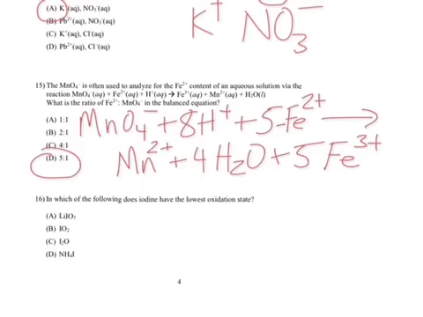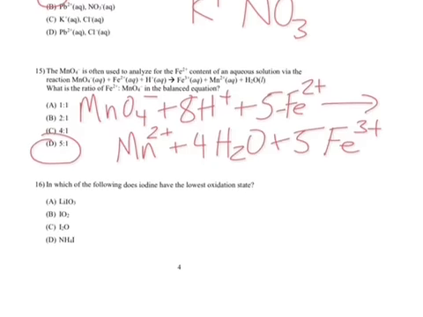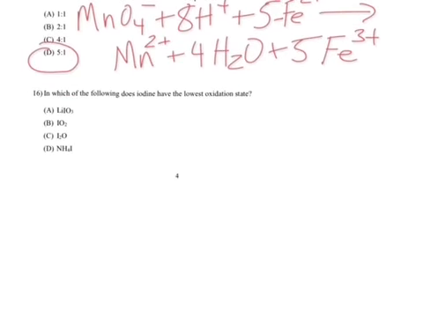Okay, now that takes us to the last problem. In which of the following does iodine have the lowest oxidation state? Okay, so for the top one, I get -1. For the second one, I get +4. For the third one, I get +1. And for the fourth one, I get +5. Oops, my bad.